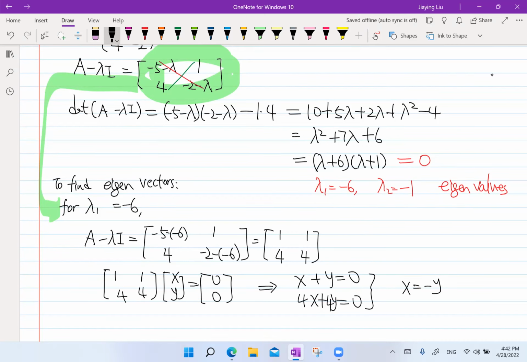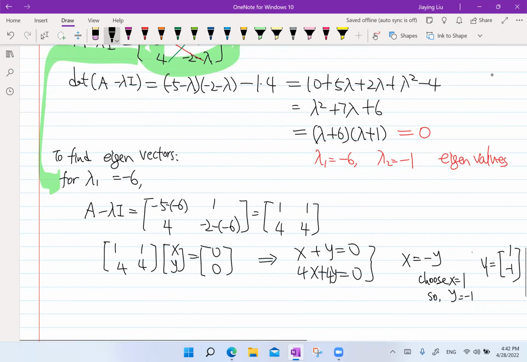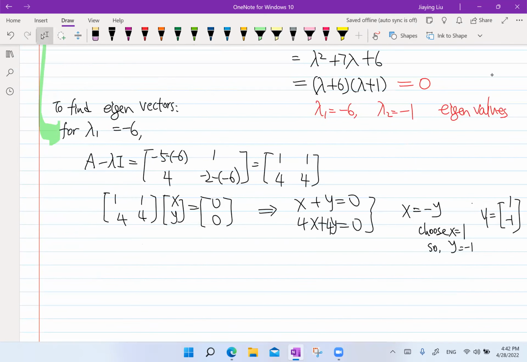And then we have to choose a value. So choose x equals 1 or 2, it doesn't matter, it's up to you. So y equals -1. Therefore, we have v1 is equal to (1, -1). So that's the first eigenvector. And then we can do the same thing for the second one.